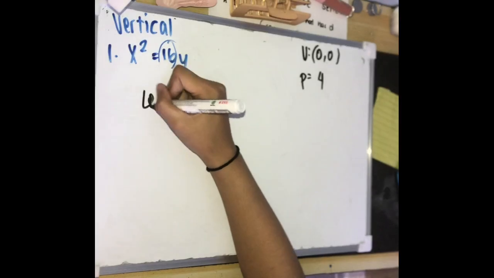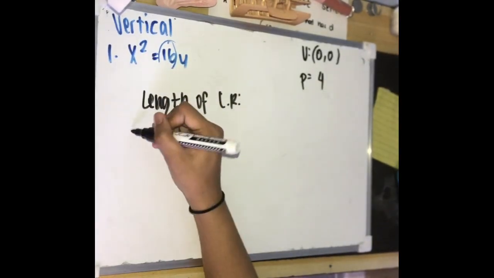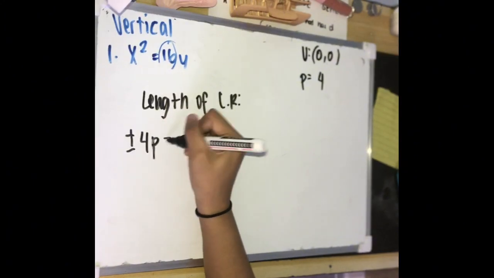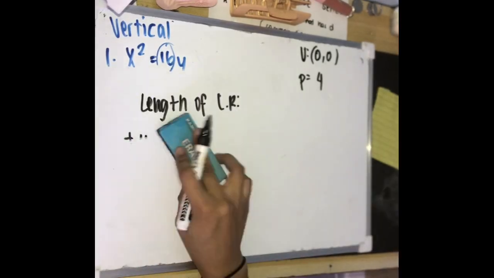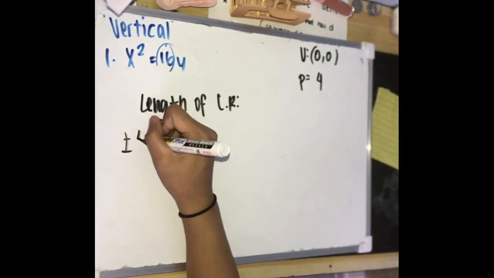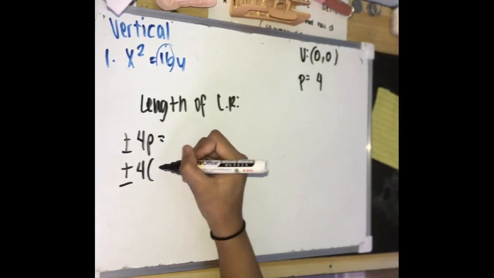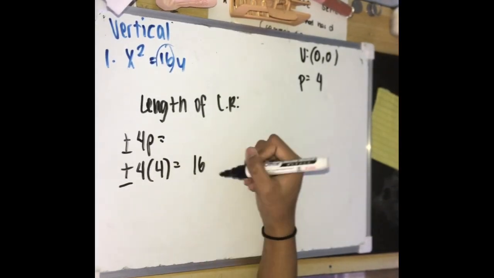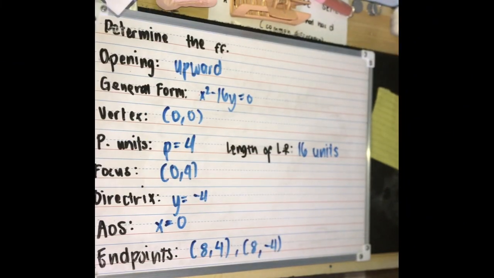So, to solve for the length of the latus rectum, we're going to use this formula. Positive and negative 4p, and our p is 4, so 16 units. So, those are the answers we determined earlier.